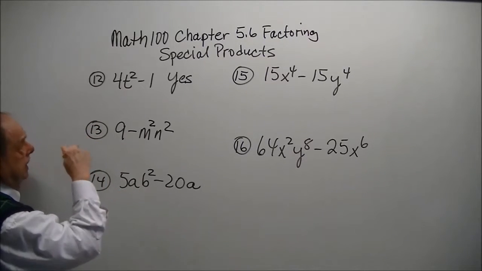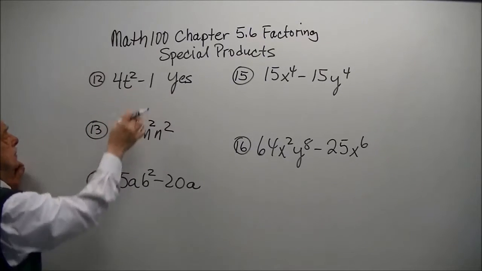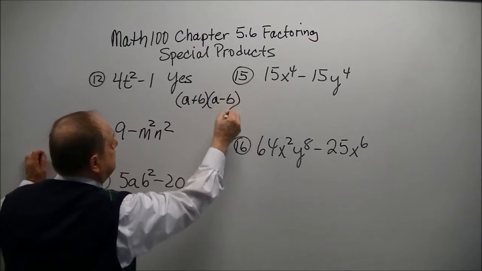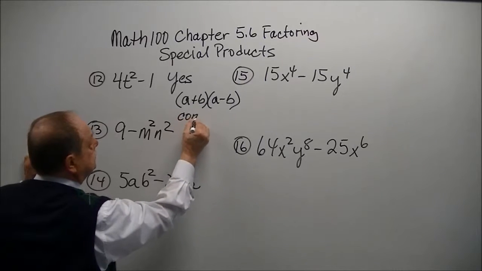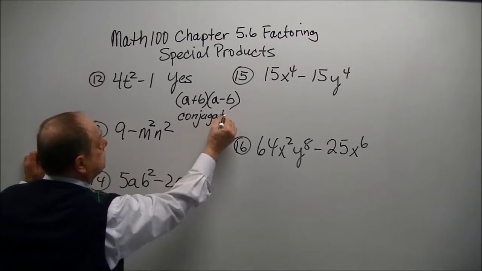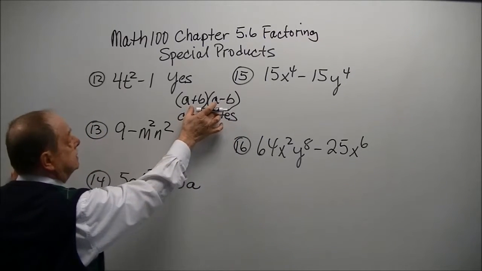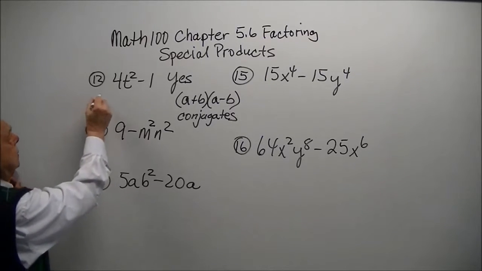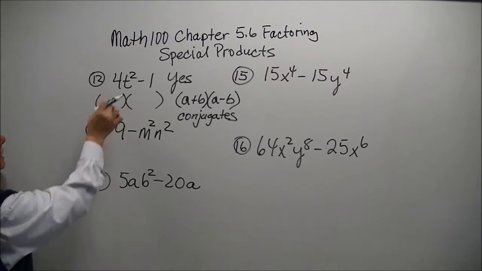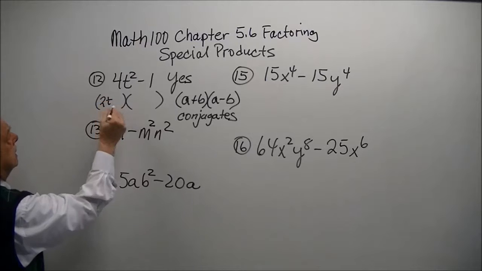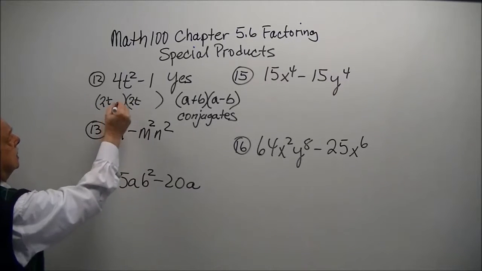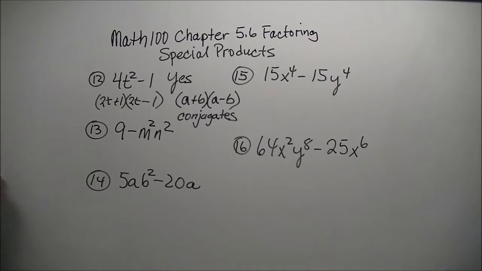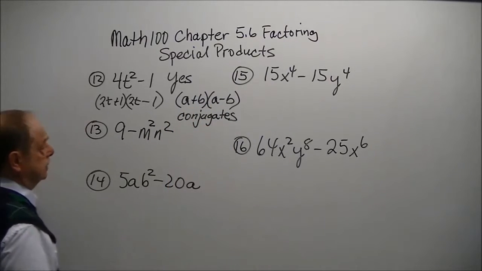And if you recall that when you factor the difference of perfect squares, it factors into a plus b, a minus b. That is their conjugates. And if you multiply conjugates, they result in the difference of perfect squares. So we'll need two sets of parentheses. Take the square root of that, which is 2t, and if you recall, square root of 1 is 1. 1 will be a plus, and 1 will be a minus. That's the system of these conjugates.